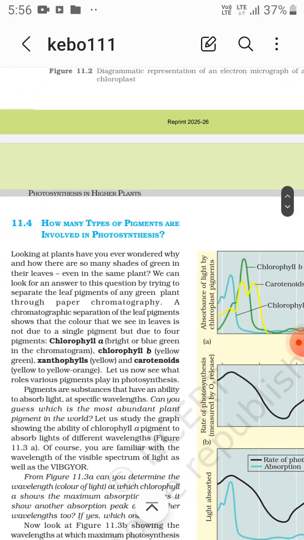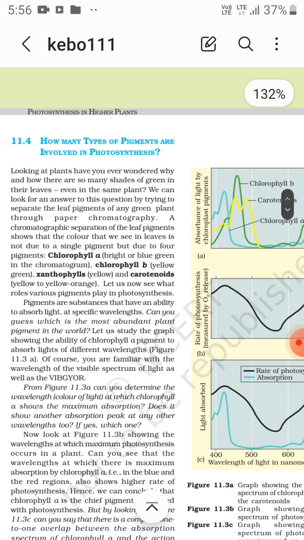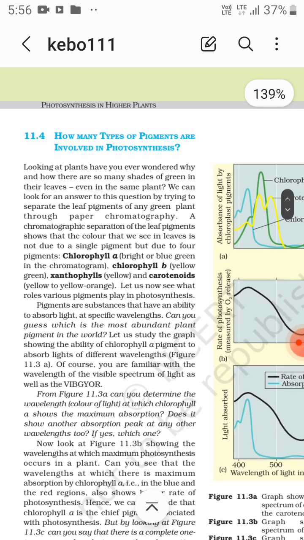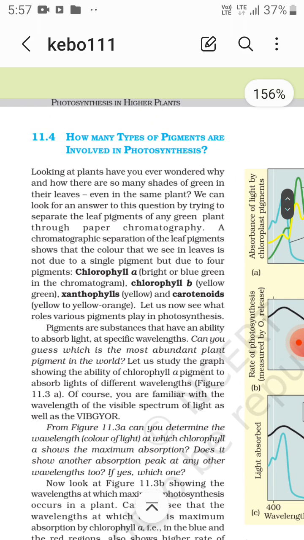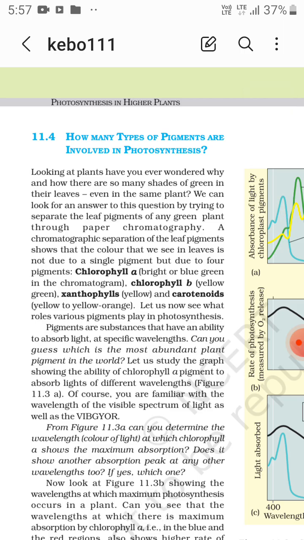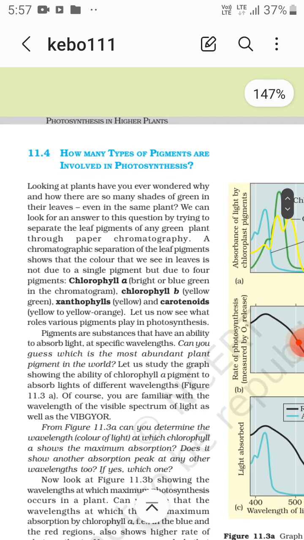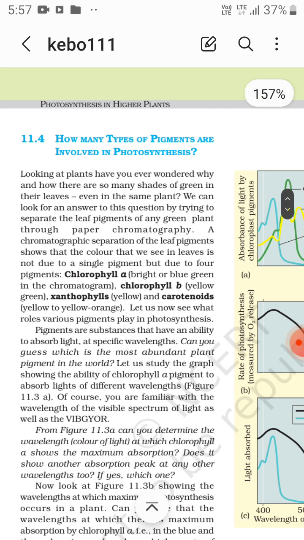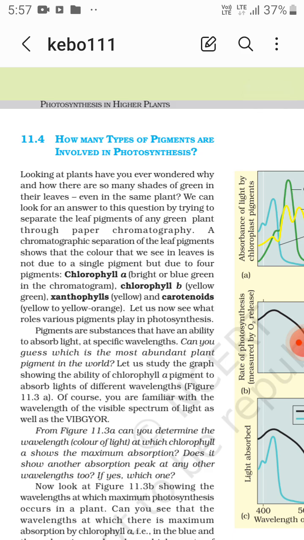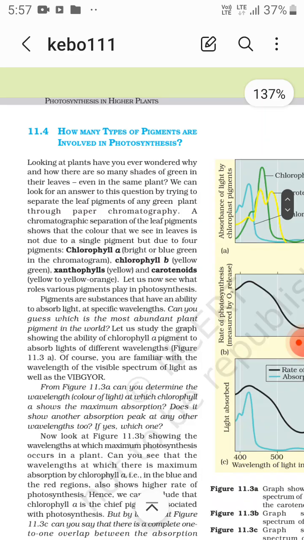So how many types of pigments are involved in photosynthesis? Chlorophyll A, chlorophyll B, xanthophylls, and carotenoids. Chlorophyll A is bright or blue green in the chromatogram, chlorophyll B yellow green, xanthophylls yellow, and carotenoids yellow to yellow orange. Remember these colors, very important.